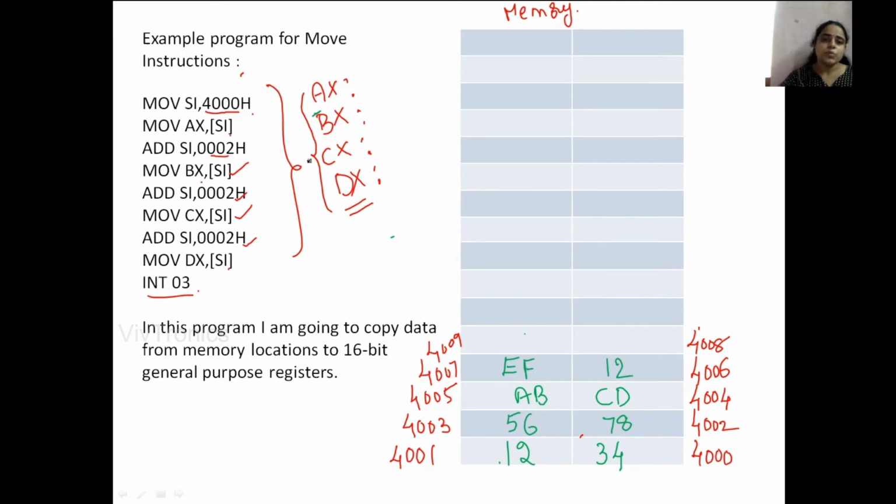So my program operates in a way that the first memory location, 4000, is copied to the AX register, and the next memory location, 4002, is copied to BX, 4004 is copied to CX, 4006 is copied to DX. Okay. So now I am going to run the program. Rather than showing you manual debugging, I am going to show you with the 8086 emulator software.